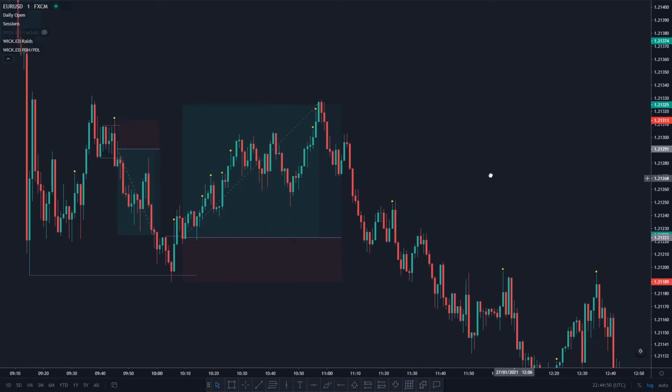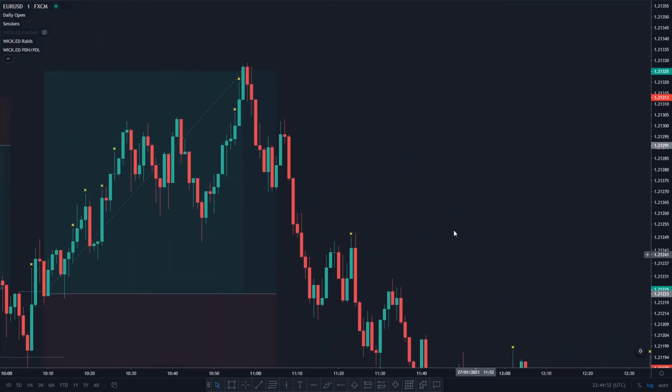Now, after this, let's say you're looking for the next raid that led to a break of structure. Why am I ignoring all of these? Because after these raids, we didn't get any MSB, right? But here, finally, we got a raid, we got a break of structure.